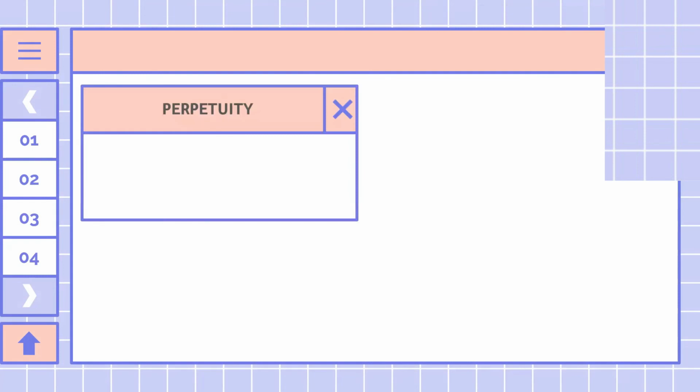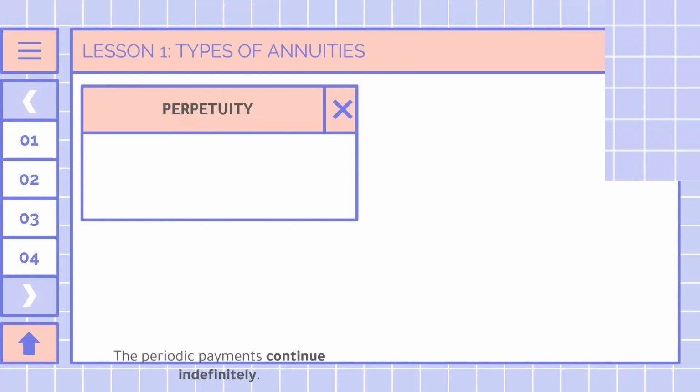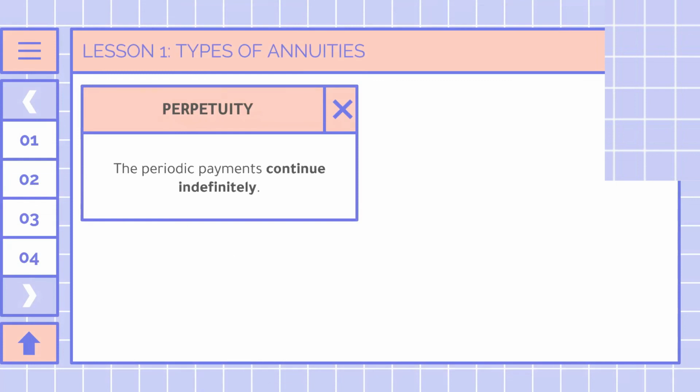So the fourth type of annuity is perpetuity. From the word itself, it is the periodic payments which continues indefinitely. So for the present value formula, P is equal to A over I, in which I is equal to R over M. So we will derive.